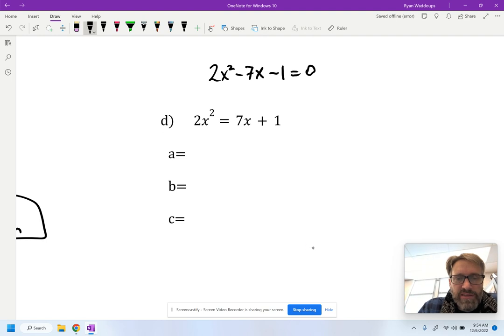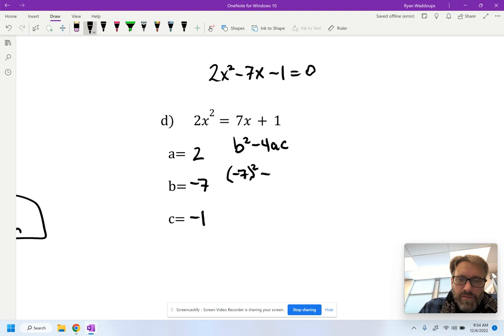Now you might ask, could I subtract the 2x squared from both sides and leave it on the other side? Sure, you could do that. It would change the signs, but it would change the signs in such a way that it would work out to the same value of the discriminant. So here, A is 2, B is negative 7, C is negative 1. So B squared minus 4AC, and I recommend that you copy that down many times so that you get it committed to memory. So B is negative 7 squared minus 4 times A, which is 2, times C, which is negative 1.